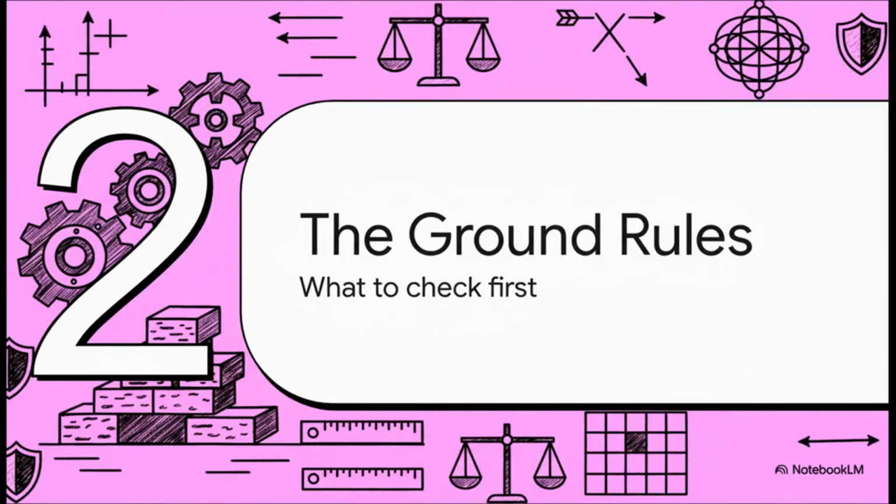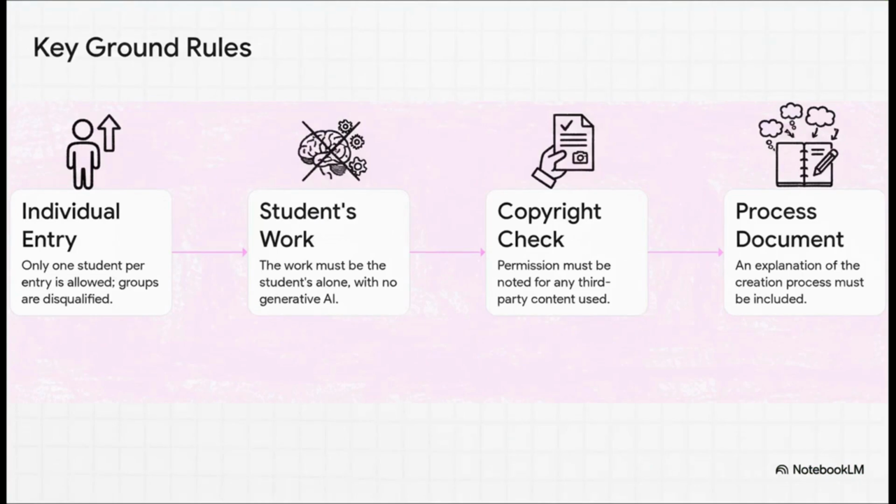Okay, so before we even think about handing out points for cool graphics or creativity, there are some really strict ground rules. You can think of these as the first gate every single project has to pass through. It's all about making sure the competition is fair for everybody. There are 4 big ones you've got to check right off the bat.